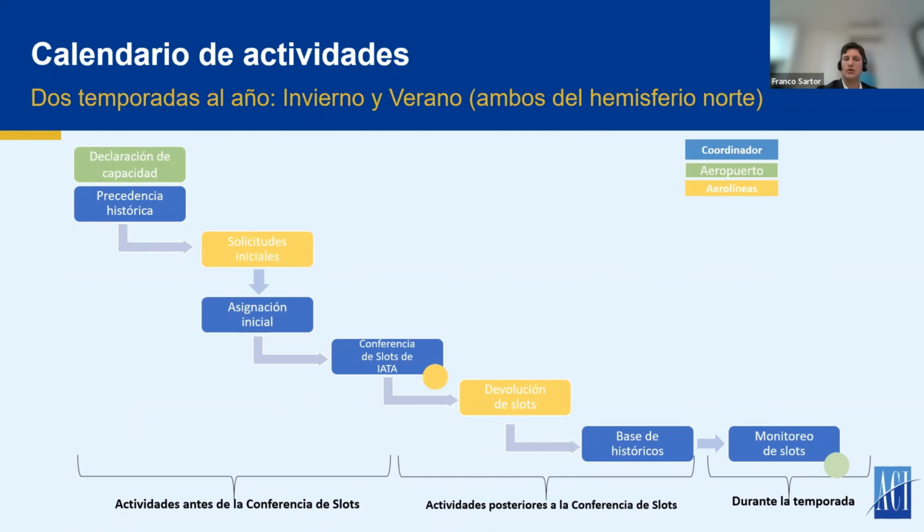Here, what we have is a calendar of activities, a time frame with the different steps or stages that the coordination of slots has. As Sophie mentioned in the declaration of capacities that she explained, this is one of the first steps in the process for airport coordination. Here, we see a series of stages. I cannot explain them in detail, but I will give you a brief overview in a macro way on how this process works. So first of all, I need to point out that the airport coordination process starts around 6 months before the start of the season.